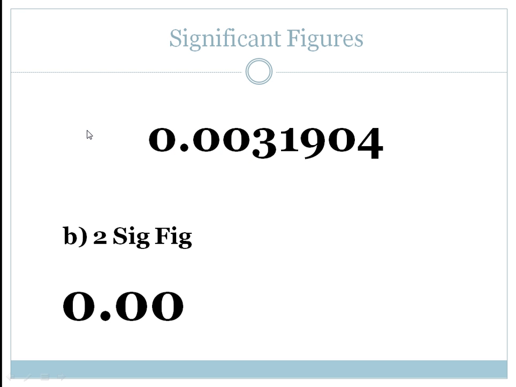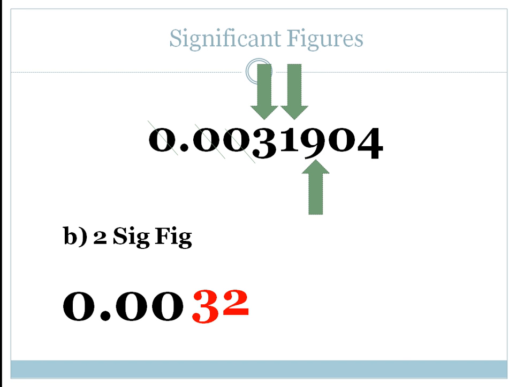Alright, let's write this as 2 sig figs. So once again, these zeros are not significant, but they're placeholders. I have to write them. Alright, and so then I keep the 3, I keep the 1, but this 9 causes the 1 to round up, so I get 3 2.